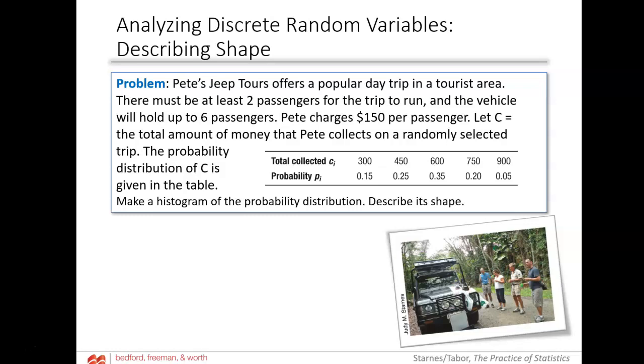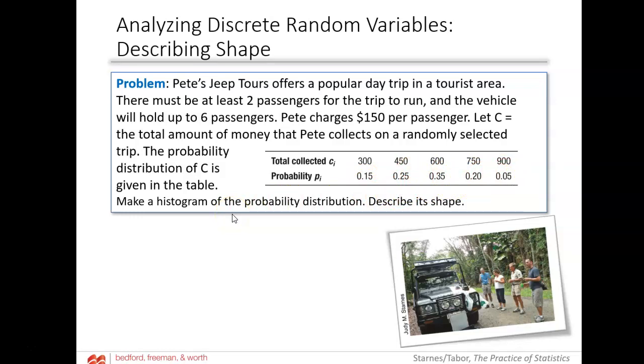We've got Pete's Jeep Tours, which offers a popular day trip in a tourist area. There must be at least 2 passengers for the trip to run, and the vehicle will hold up to 6 passengers. Pete charges $150 per passenger. Let C equal the total amount of money that Pete collects on a randomly selected trip. So the probability distribution is given here. Remember, he has to have at least 2 passengers, so you'll notice the lowest amount that he would collect is $300, and the most he can have is 6 people, so that's where that $900 is coming from. And these are the probabilities associated with each of those dollar amounts.